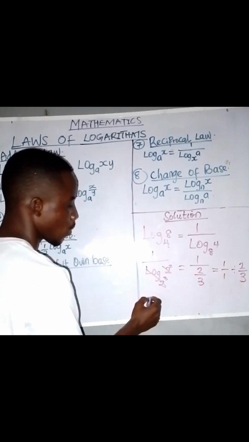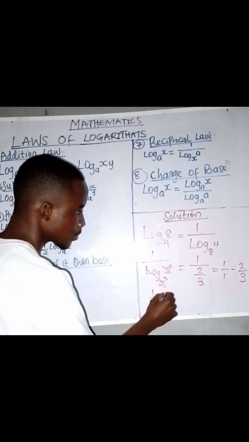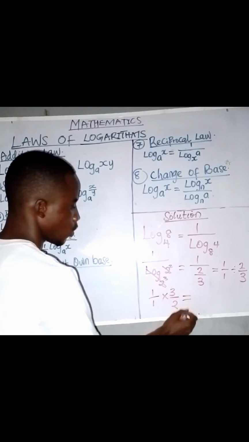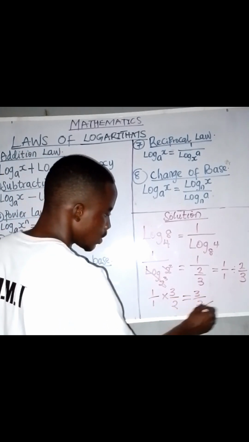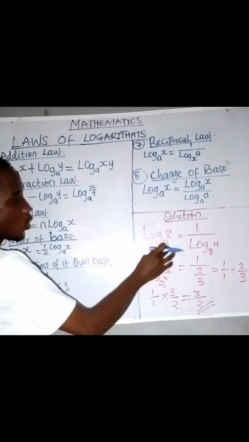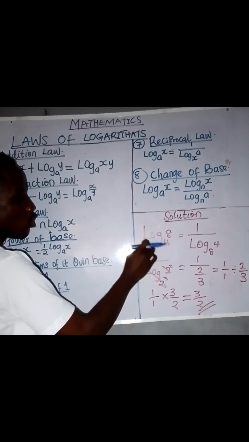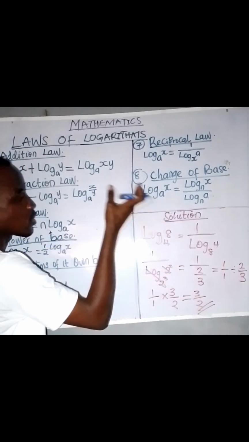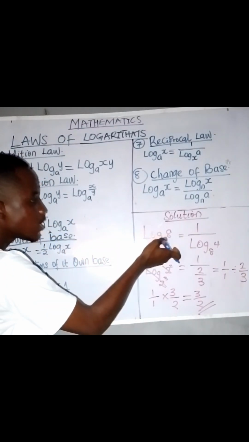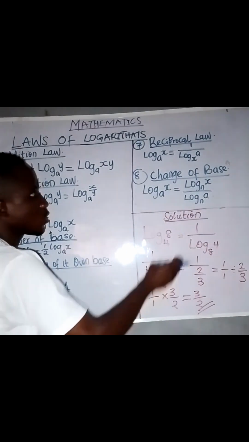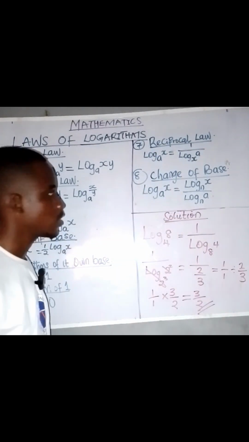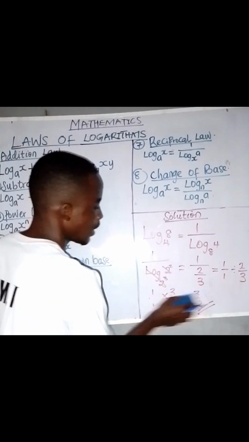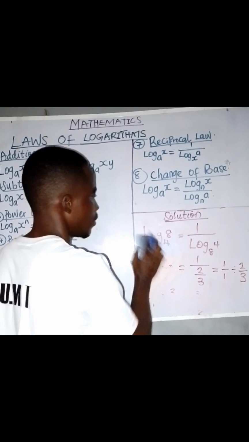So automatically it becomes 1 over 1 times 3 over 2. Division changes to multiplication and we switch position. So it now becomes 3 over 2. This is my answer for log base 4 of 8. So the reciprocal law says anytime I have the reciprocal of a particular logarithm, the base and that particular number interchange position. Thank you very much. We'll move to the next one, which is the change of base, the 8th and last law of logarithm.